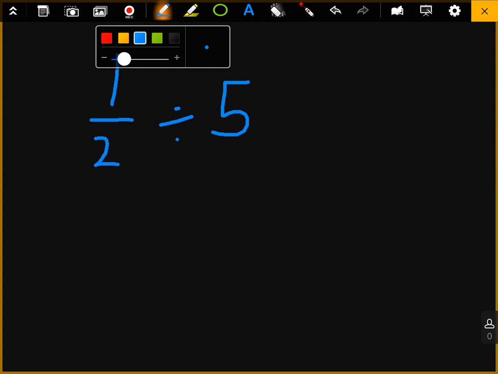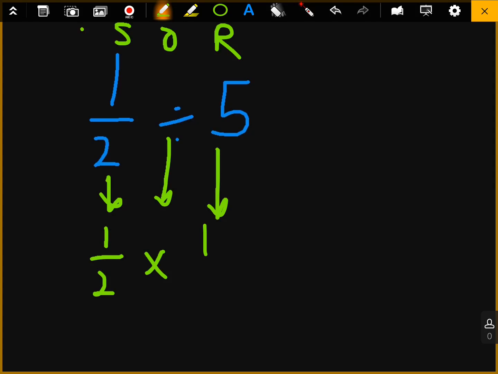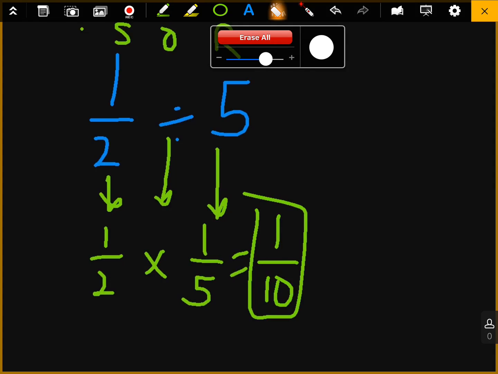It says a pitcher of orange juice is half full. It needs to be divided evenly among 5 children. So what is the amount of orange juice each child will get? So you have half an orange juice that's full. That needs to be divided among 5 children. Same, opposite, reciprocal. This stays the same. Opposite of division is multiplication. The reciprocal is 1/5. 1 times 1 is 1. 5 times 2 is 10. And that's your final answer. Each child is going to get 1/10 of the orange juice.